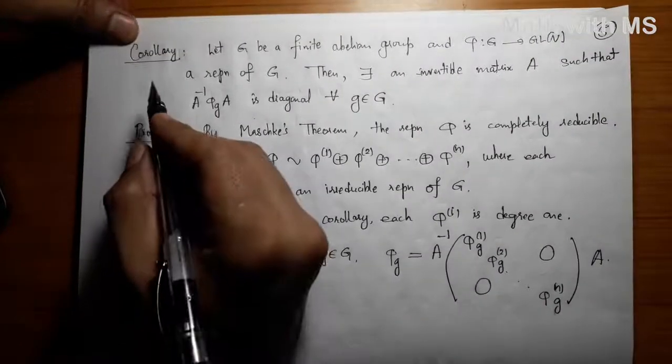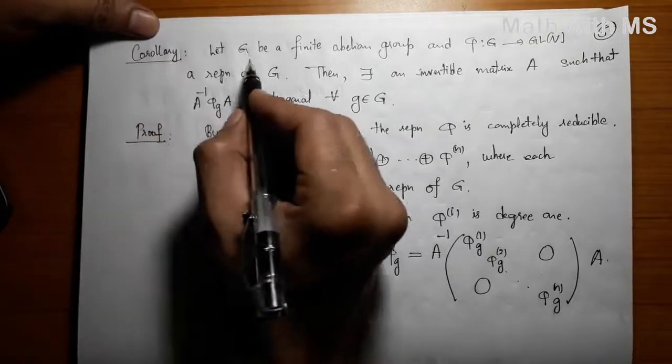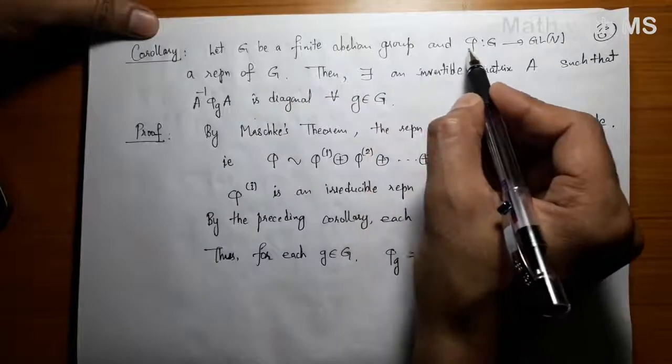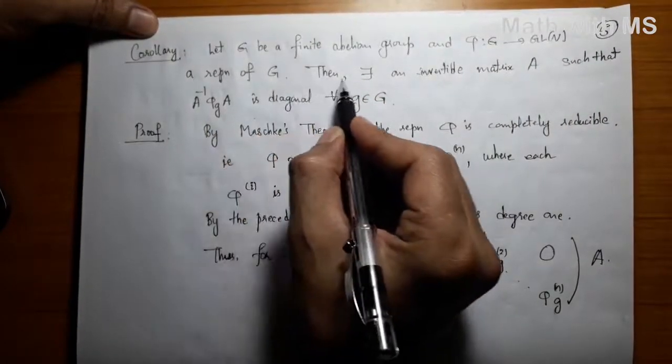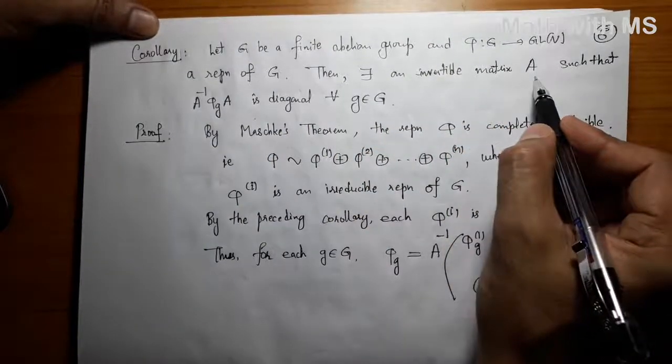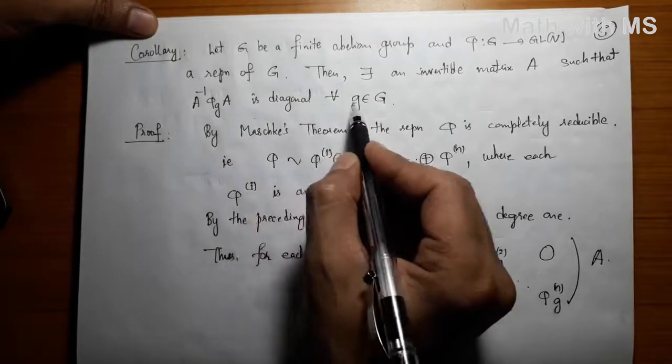Let's write one more interesting consequence of Schur's lemma. So here is the corollary. Let G be a finite abelian group and phi from G to GL(V) a representation of G. Then there exists an invertible matrix A such that A inverse phi sub g A is diagonal for every little g in G.